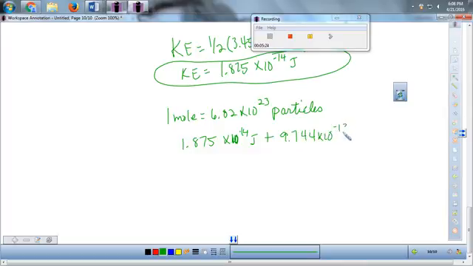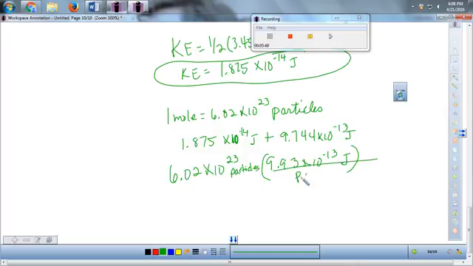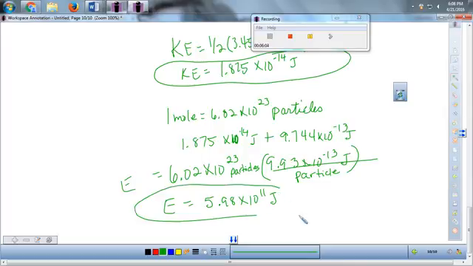So when I added those, I got a total of 9.93 times 10 to the minus 13th joules. And that was the energy that was released from a single particle, but I have 6.02 times 10 to the 23rd of those, because I'm talking about a mole of bismuth. That's the joules for one particle. So when I multiplied those, I found out that my energy was going to be 5.98 times 10 to the 11th joules. Alright, so that took care of that one.